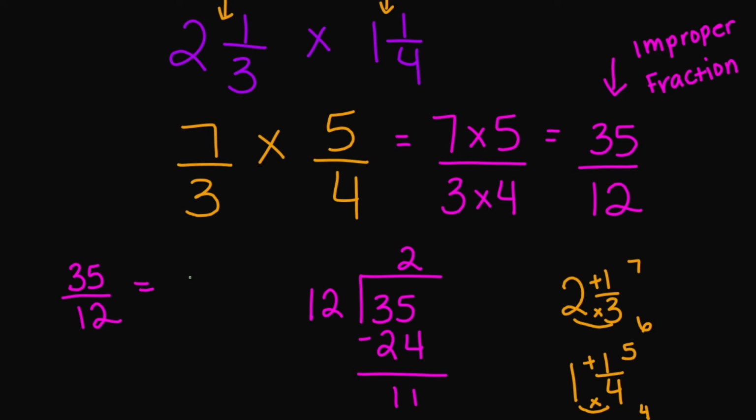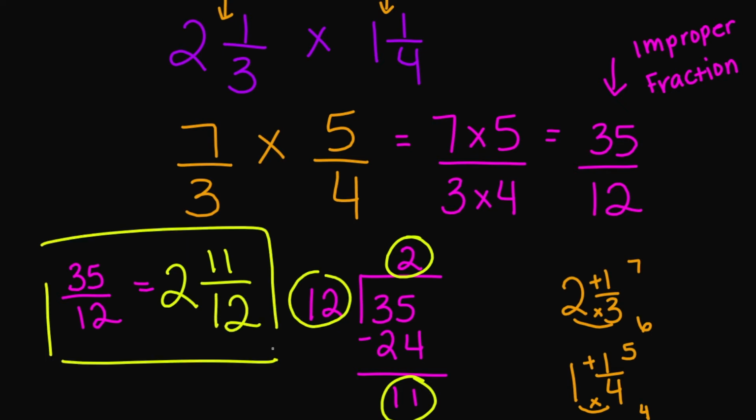So to turn this back into a mixed number, we have my 2, which is my quotient. This is my whole number. And 11, which is my remainder, which is my numerator. And then your divisor is going to be your denominator. And this is your final answer.